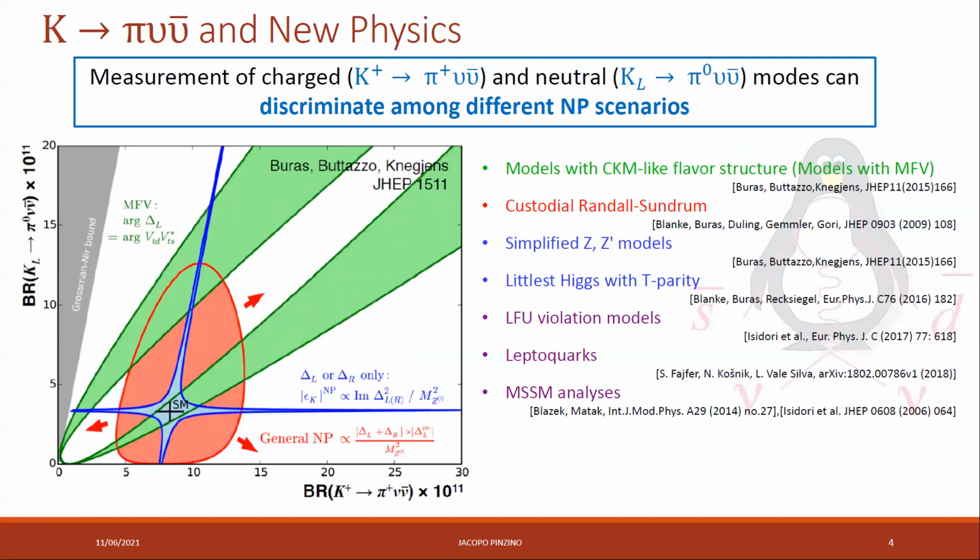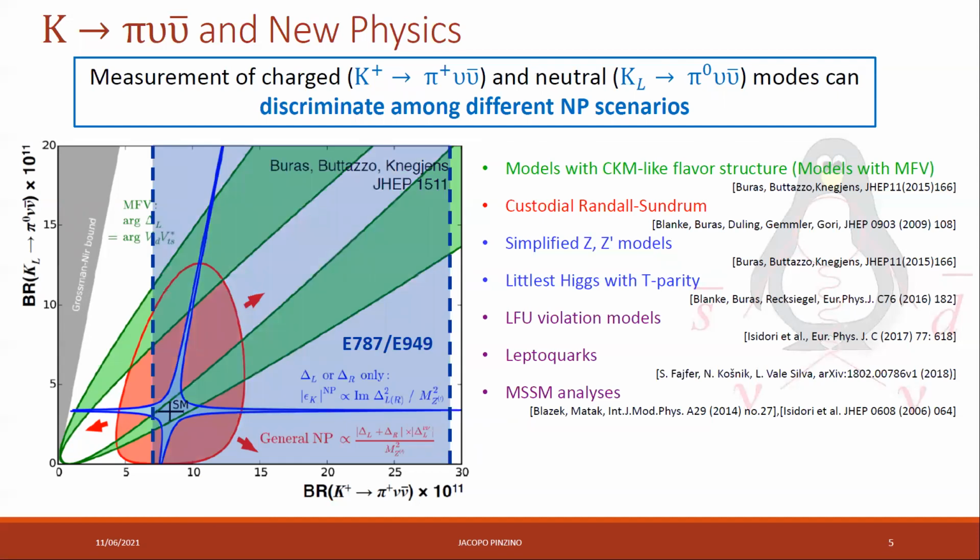These two decays, the charged and the neutral one, can discriminate among different physics scenarios. In this histogram, you can see the Standard Model prediction here, and the predictions using other models, like models with CKM flavor structure, Randall-Sundrum, simplified Z and Z' models, Little Higgs with T-parity models, lepton flavor universality models, leptoquarks, supersymmetry models, and so on.